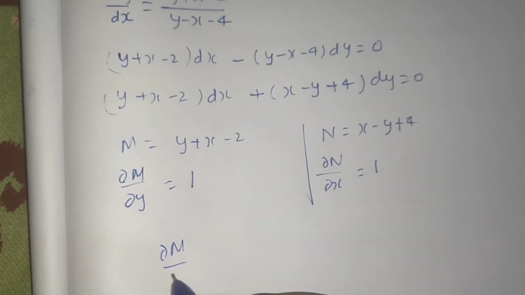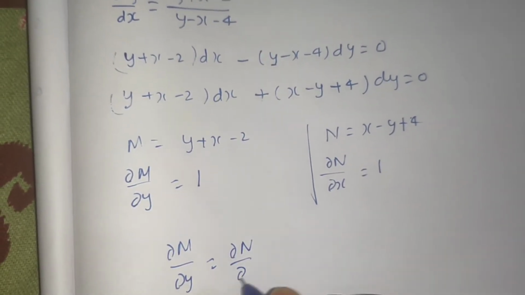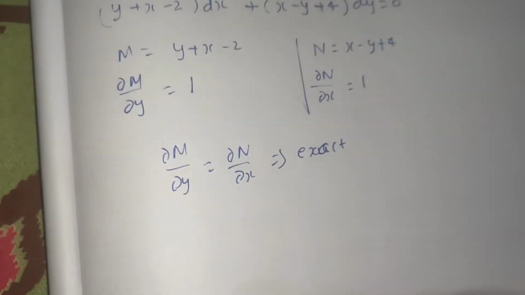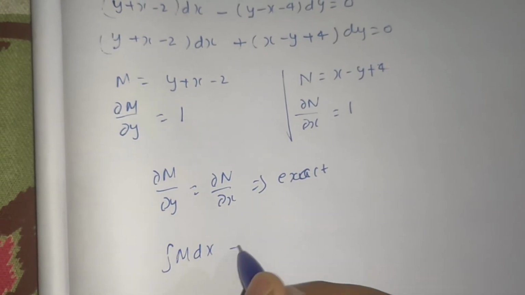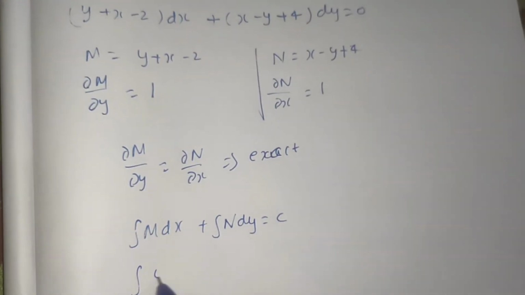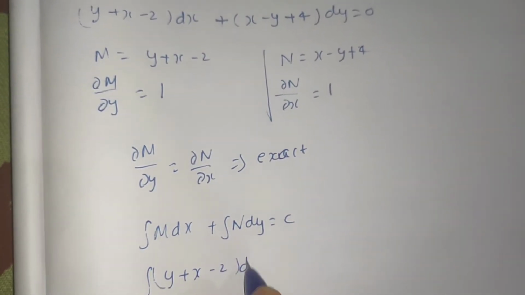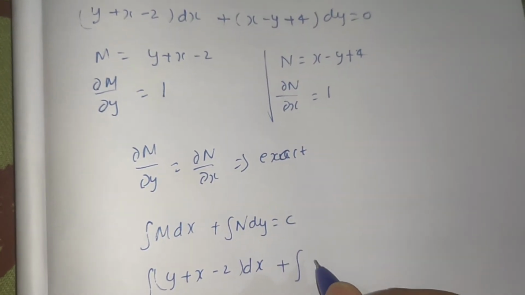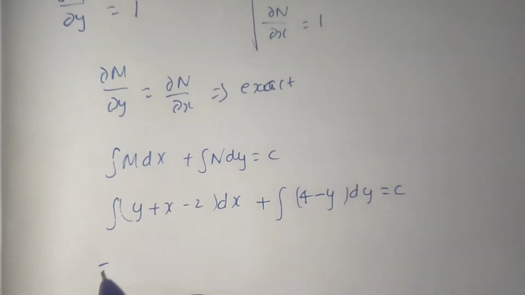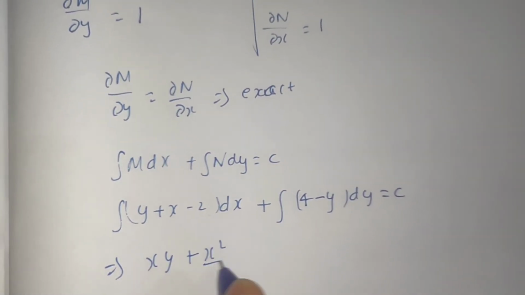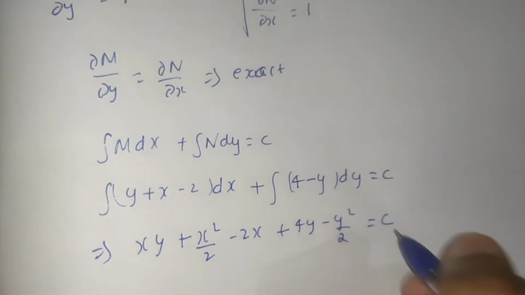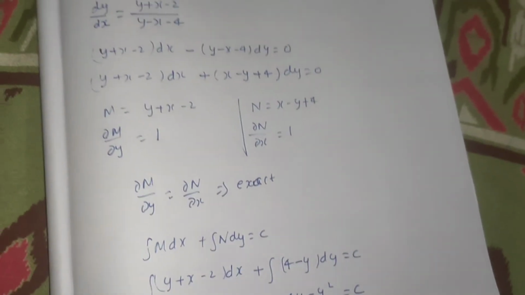Since both del M by del y and del N by del x are equal, this is clearly an exact differential equation, and in this case you already know the solution comes out to be integral of M dx plus integral of N dy equals to c. So what is your M? M is y plus x minus 2, and from N take only those terms which have only y, so you have a 4, you have a minus y, dy equals to c. So xy plus x square by 2 minus 2x plus 4y minus y square by 2 equals to c must be your answer. Easy one.